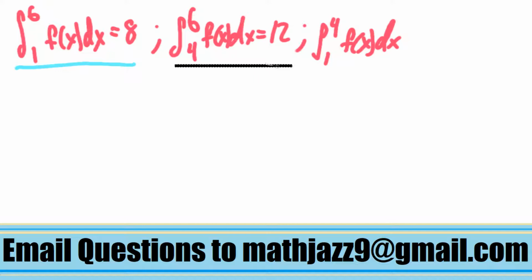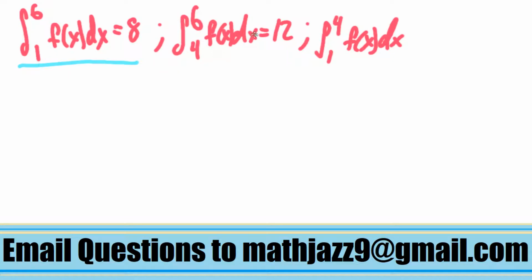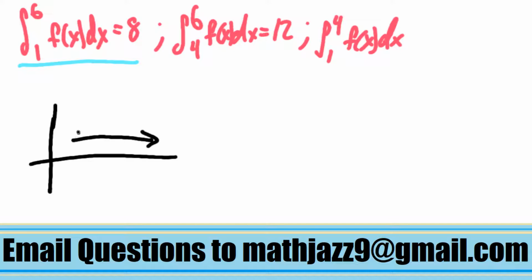Okay, so for the second integral, the net area between 4 and 6 is 12, meaning that the area above the curve minus the area below the curve equals 12. So this is what we know. We have some function where the area above the graph minus the area below the graph between 1 and 6 is equal to 8, and the area above the axis minus below the axis is equal to 12 here. Well, what does that mean about the area from 1 to 4, which is this area here?